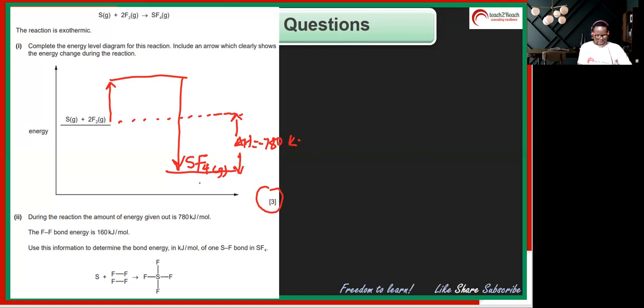Now here they say the F-F bond is 160. So the F-F bond, how many of it did you break? 2. Okay, so you broke 2 of these, which is 160 times 2, that is 320. Plus, this is just sulfur.